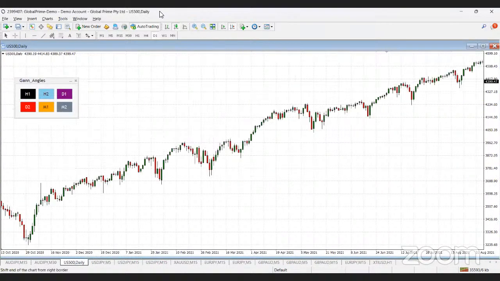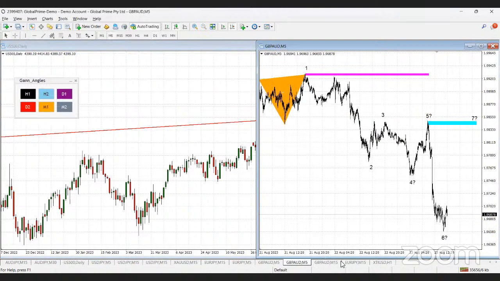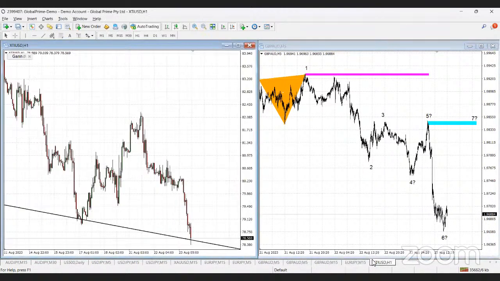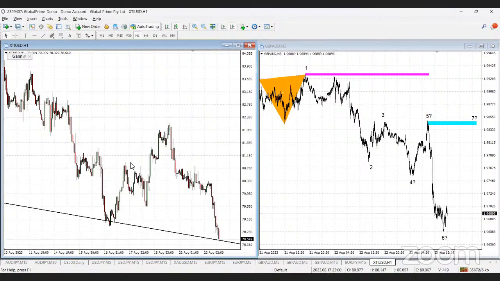S&P still hanging around this angle here. Not much. Trevor. All right, so crude holding this angle here.